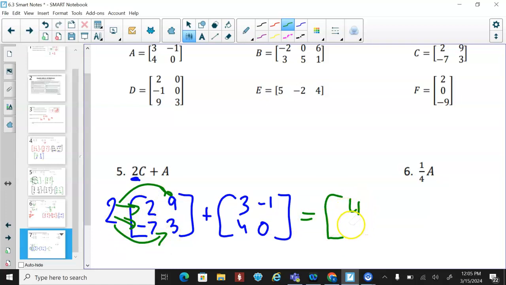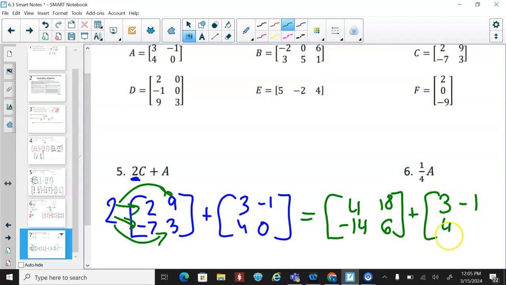So my new matrix for C is going to be 4. 2 times 2 is 4. 2 times negative 7, negative 14. 2 times 9 is 18. 2 times 3 is 6. And then we're going to add matrix A: 3, negative 1, 4, and 0.